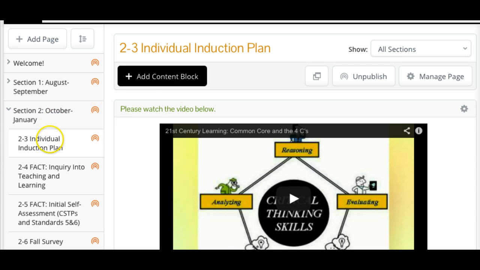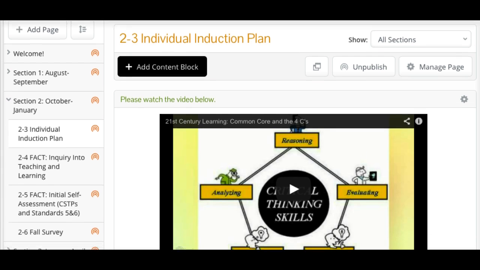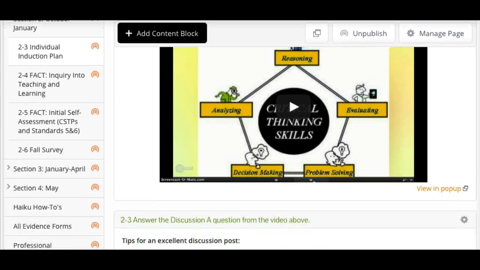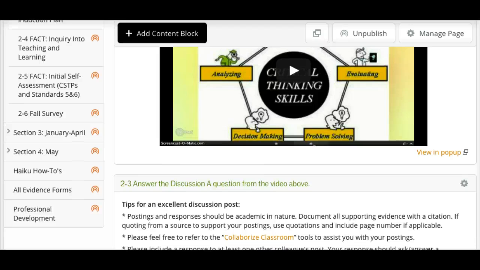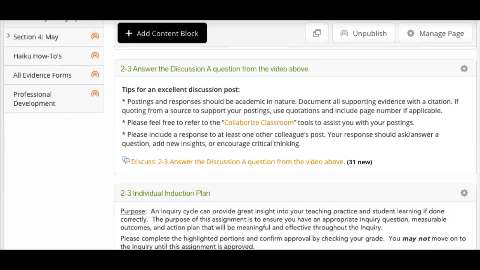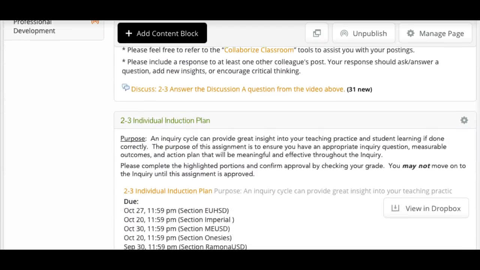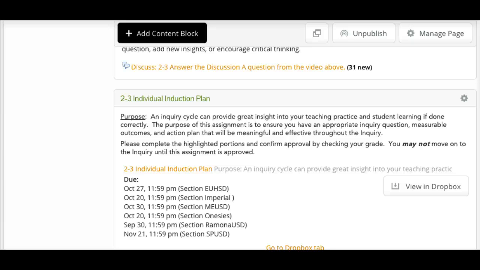And so what I've done is I've clicked on this page, 2-3 individual induction plan, and you'll see that there is a discussion based upon the video information. And down below that, we have a brief introduction to the individual induction plan. I know that you're aware of this, but I always like to show it because sometimes it helps me to go back and think, okay, this is what we're looking for.